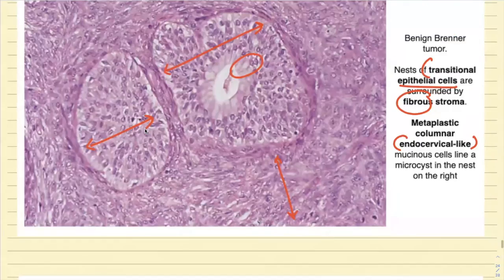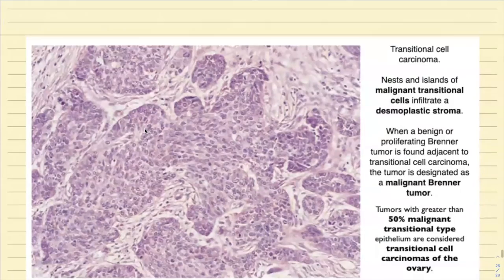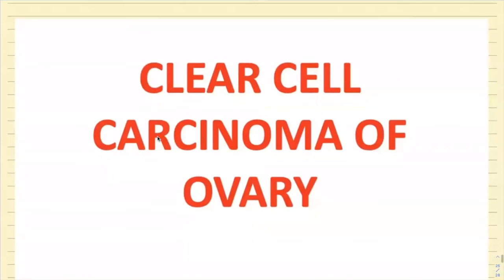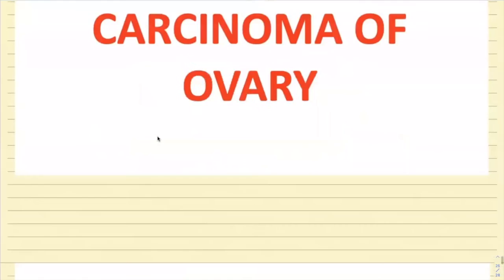And this benign, borderline, and transitional cell carcinoma we have already discussed. Remember, the term transitional cell carcinoma will only be used when, in the tumor mass, you can see invasion of the stroma. And over here, to call it transitional cell, more than 50% of the epithelium should be transitional type, as we see over here. If, for example, this malignant tissue is less than 50%, in that case, we will call it malignant Brenner tumor.